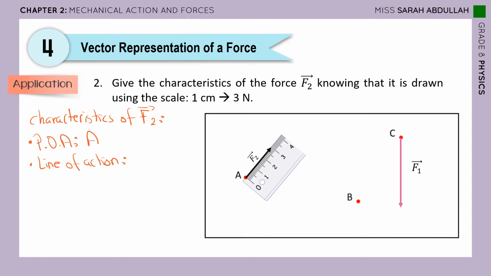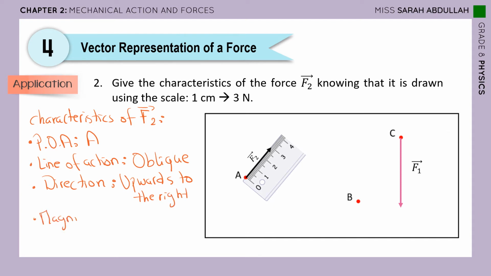Line of action is what? What do you think? Is it vertical, horizontal, or oblique? It's oblique. Now the direction. What do you think? Is it upwards, to the right or left? To the right. So it's upwards to the right. And now how about the magnitude? It says here it is 3, in centimeters. So it's 3 centimeters.